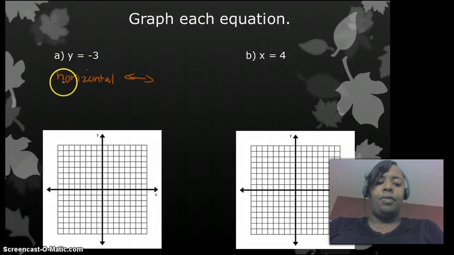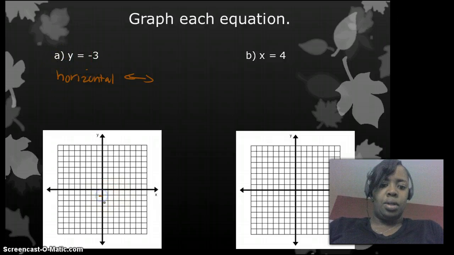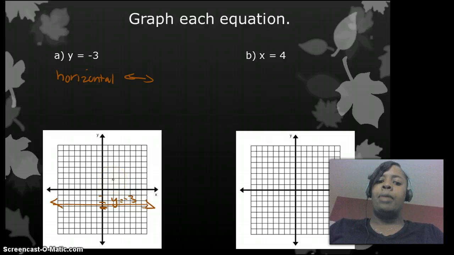It goes at -3. So go down to 1, 2, 3, and draw your line. Oh no, that's horrible. Okay, so pretend like that's perfectly on the line, if you would please. Y equals -3.